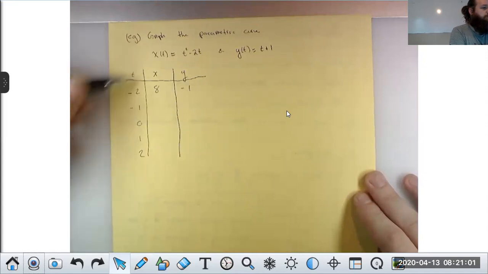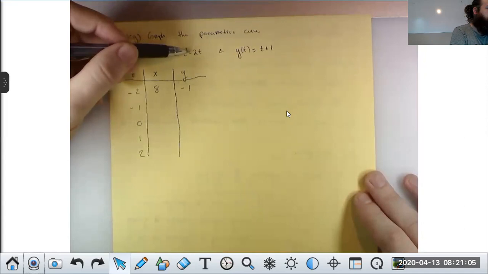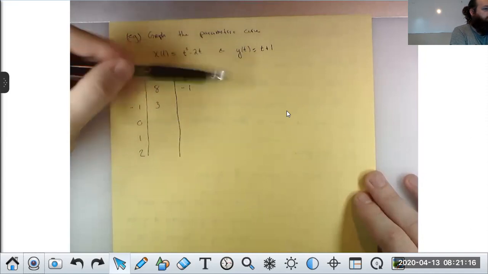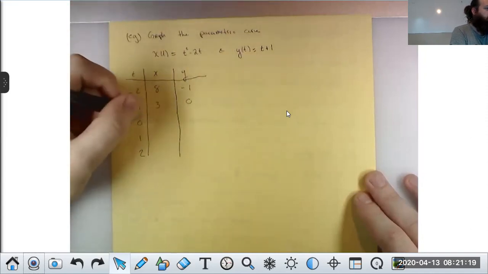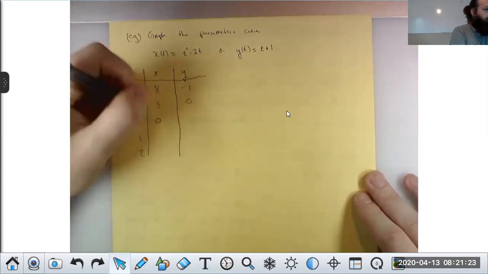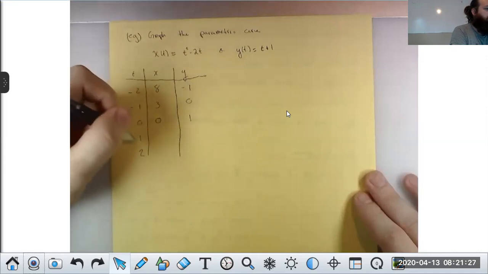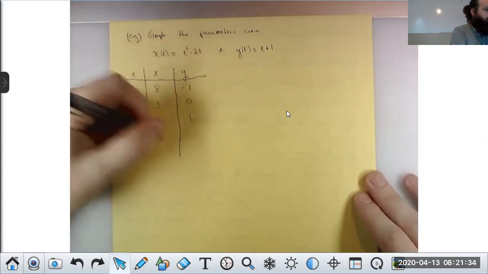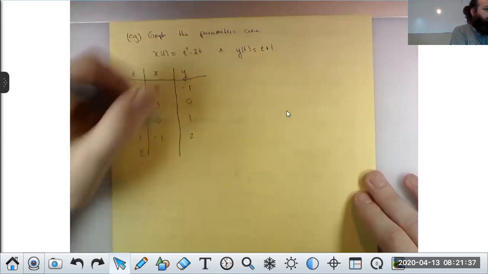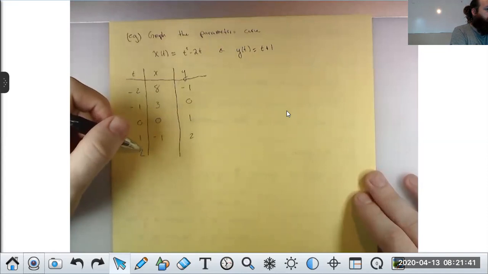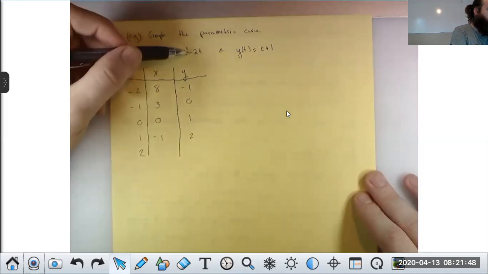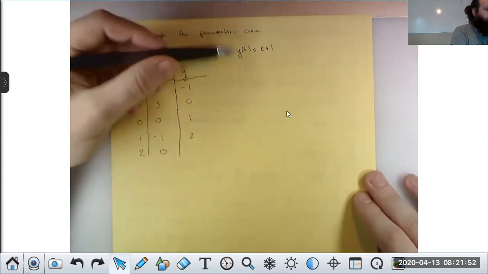When t is negative 1, this will be negative 1 squared minus 2 times negative 1. So that's positive 1 plus 2. What is that, 3? And then y of t will be negative 1 plus 1, that's 0. When t is equal to 0, x of t is 0, and y of t is 1. When t is equal to positive 1, this will be 1 minus 2 times 1, that's negative 1. And y of t would be equal to 2. And when t is equal to positive 2, let's see, is that going to be 0 again? That's 4 minus 2 times positive 2, which is 0 again. And this would be 3.